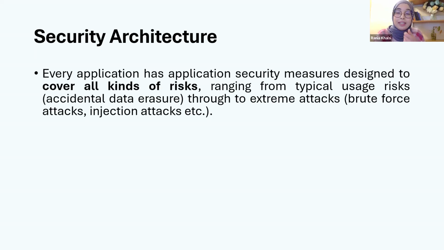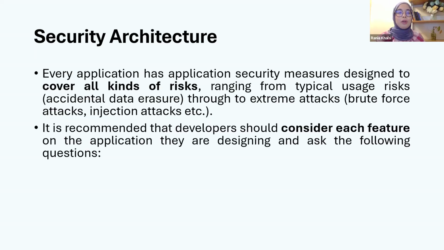The second one is imagine that it's happening intentionally. Okay, it's extreme. So, for example, brute force attackers or injection attackers and so on. Okay, so these are the two possible, I would say, typical kinds of risks.